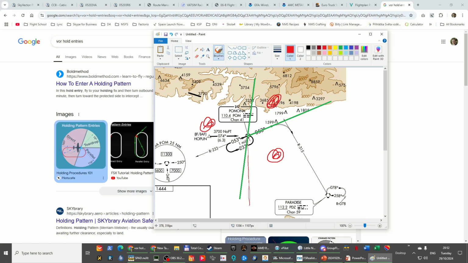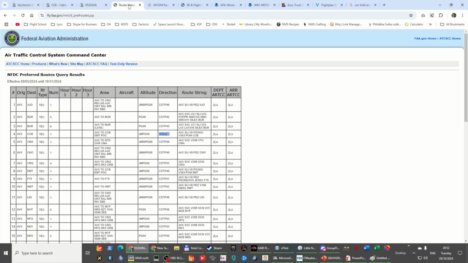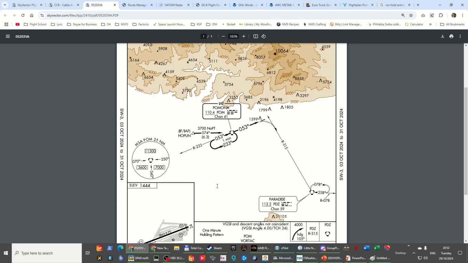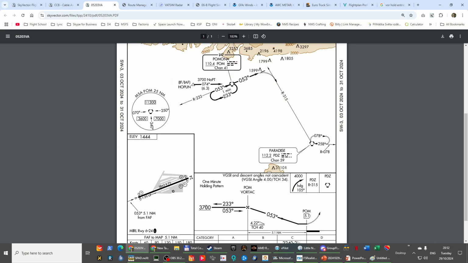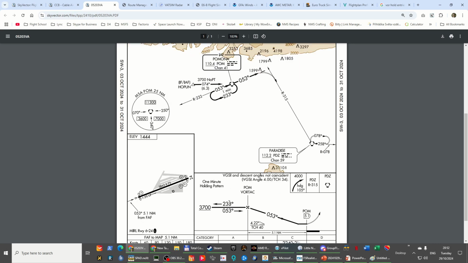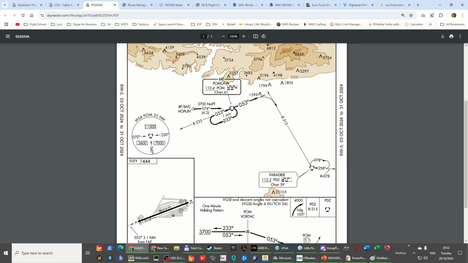But anyway, we are coming at 5,000 feet, and we need to get down to 3,700, right? So when can we actually start descending? It's when we are entering the hold, we can already descend to 3,700. So what I would do is I would just turn and descend at the same time, finish the hold, and if I am able to descend all the way to 3,700, then I would continue.